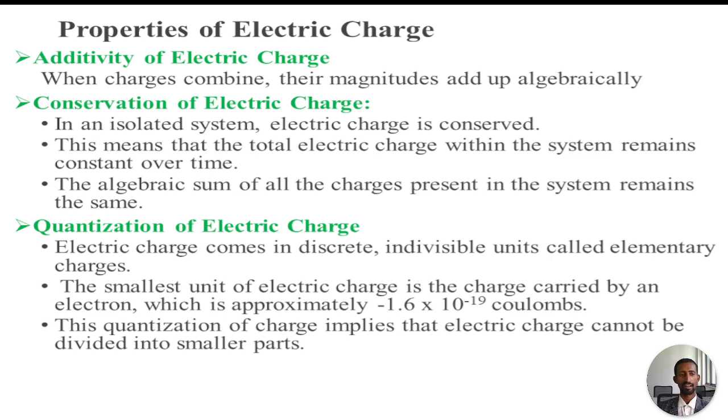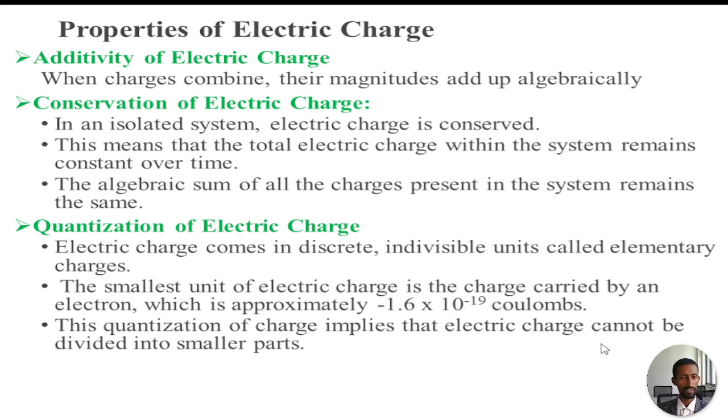That means charged particles will neither be created nor destroyed. They will be conserved, like energy. Energy is neither created nor destroyed, like that. Electric charge is conserved.